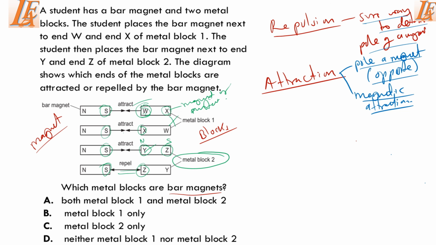So in this case, both metal block 1 and 2 are magnets? No, because in metal block 1, there is an attraction in both cases. You introduce W, there's an attraction. You introduce X, there's an attraction. So it means these are not poles. This one is a magnetic material. But now, when you come to metal block 2, you introduce Y, it gets attracted. But when you introduce Z, it gets repelled. And we have said repulsion is the surest way to note that a material is a magnet. So in this case, the correct answer is C. Metal block 2 is the one which is a bar magnet.